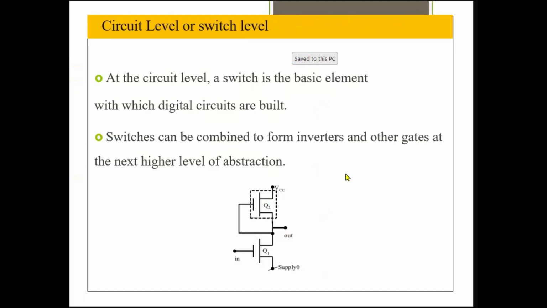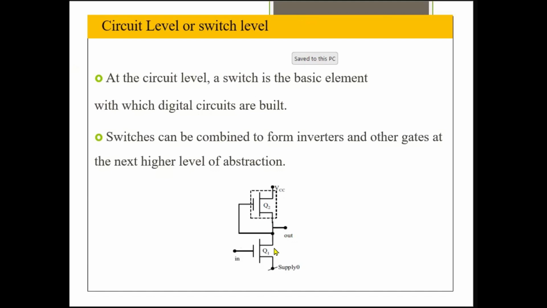Here we have the circuit diagram of a simple inverter, with the input as in and the output as out. This inverter logic, or nothing but the NOT gate, is described at switch level, where these two transistors Q1 and Q2 act as the switches. We have the upper transistor and the lower transistor.